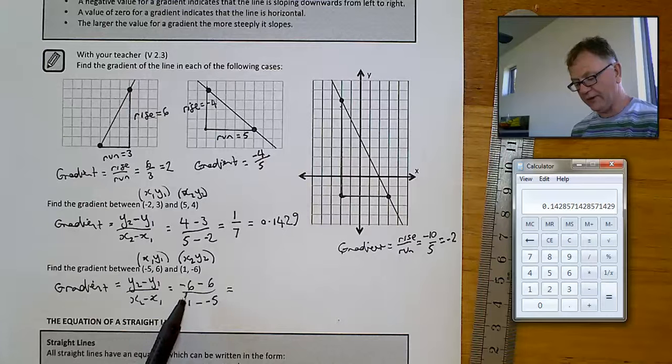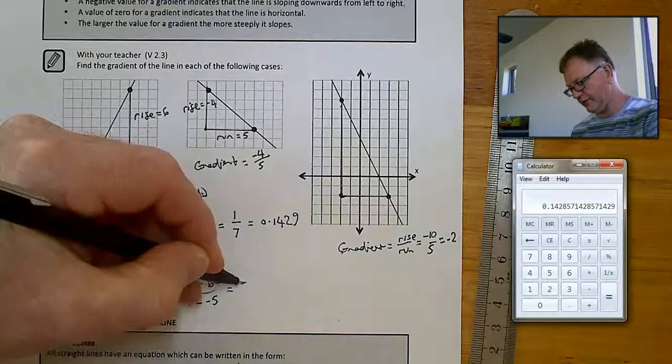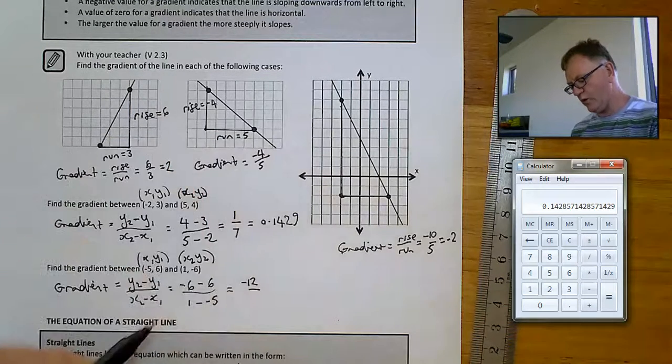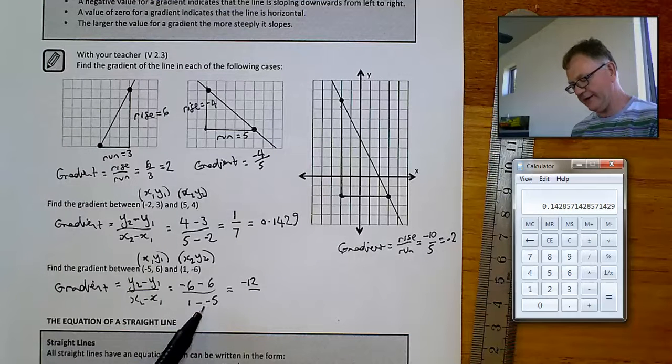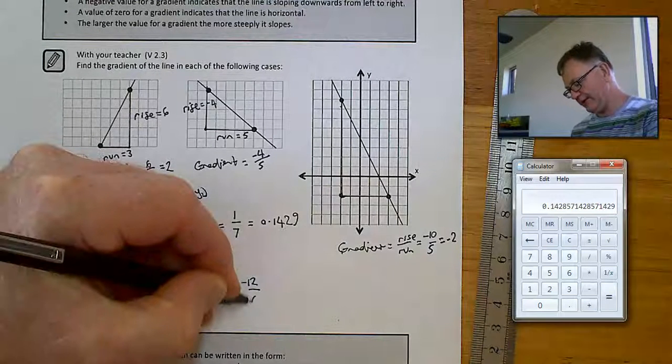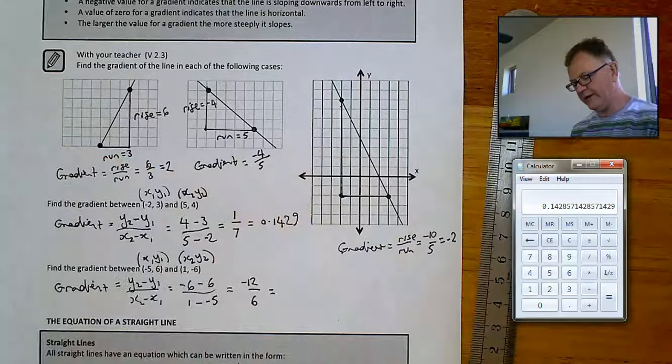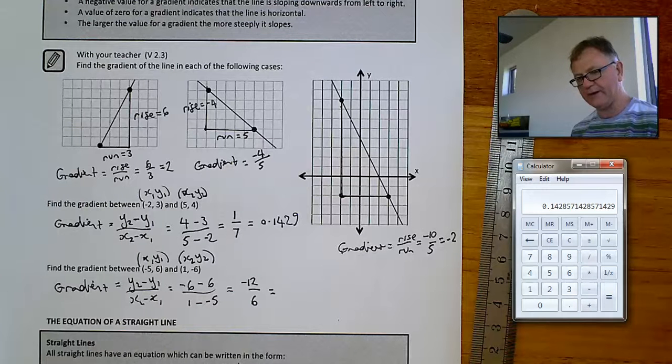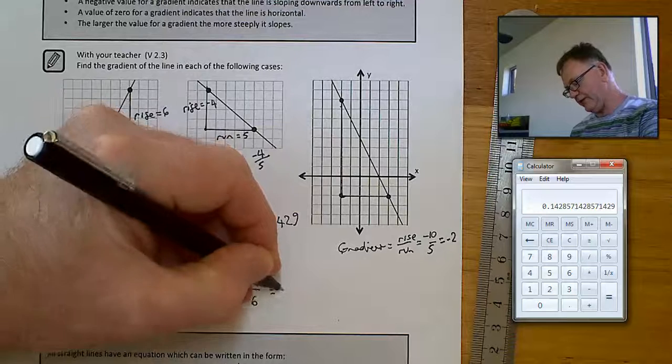Okay, I'm not using my calculator. I'm going -6, take away another 6 is -12. And 1 minus -5 is the same thing as 1 plus 5, which is 6. Now I've got -12 divided by +6. Negative divided by positive, the answer is going to be a negative. And 12 divided by 6 is 2, so the answer is -2.